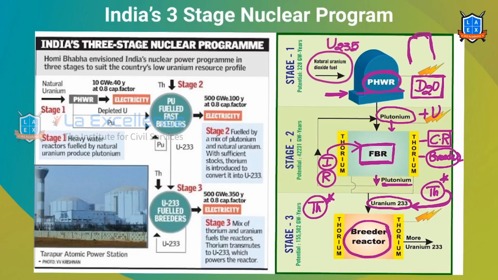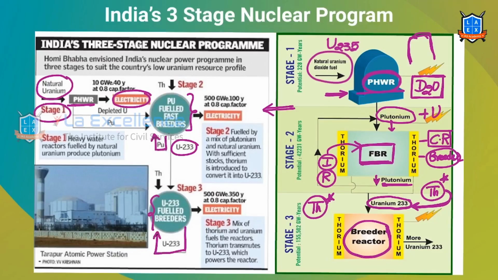So here also we have depicted the same process. In stage 1, we are going to use natural uranium in pressurized heavy water reactors, and then we are going to generate electricity. In stage 2, plutonium is used. Again, plutonium is the byproduct, so it breeds plutonium. In stage 3, we are going to take uranium 233 enriched from thorium. These uranium-233 fueled breeders are used. Again, we get uranium. That's why it is called a breeder reactor.